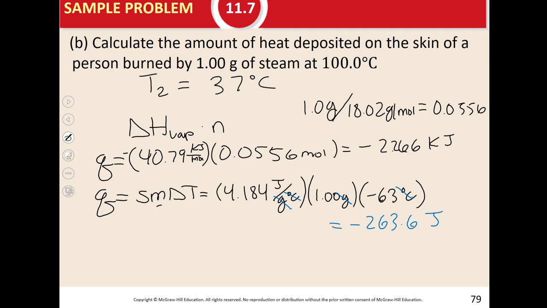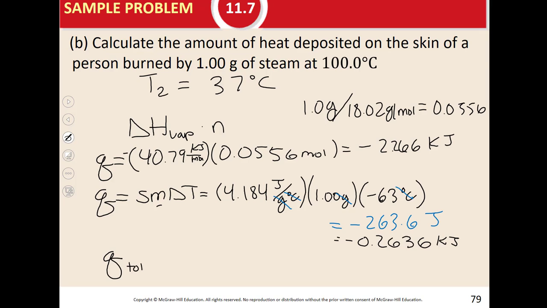So what would this be in kilojoules? Divide by 1,000, remove the decimal, how many places? 3. So negative 2636 kilojoules. Now we can add them together.